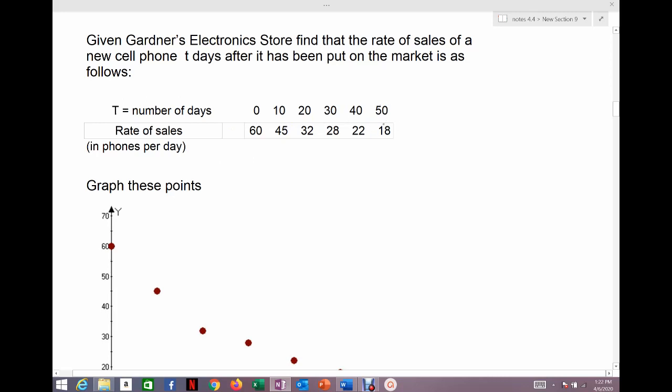That's the rate. They're not selling 18 phones. That's how fast they're selling the phones. Remember, that's the speed at which the phones are selling on that 50th day.